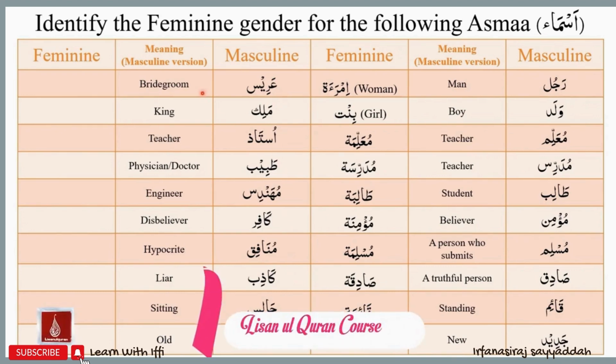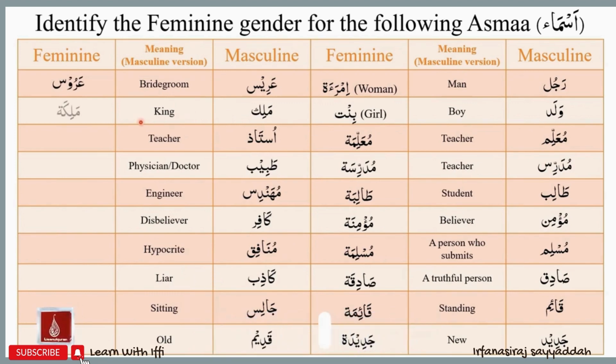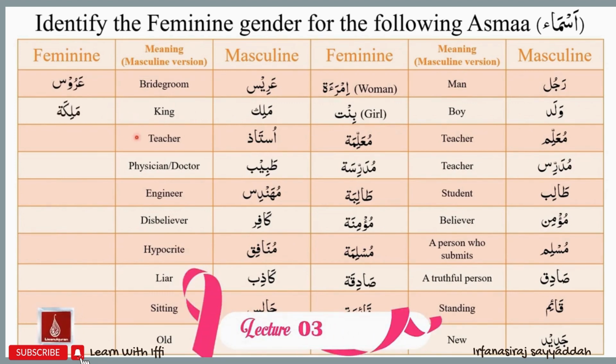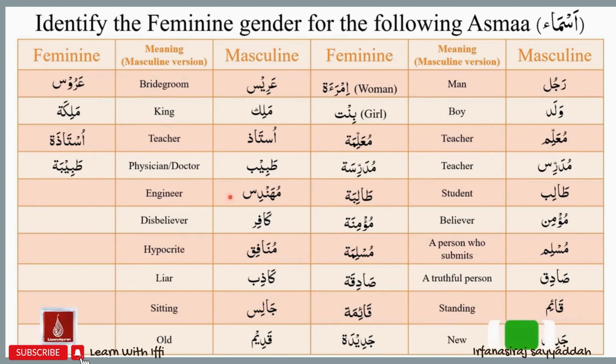Aris, which means a bridegroom, and the feminine version is Arus. Malik means king, and the term for queen is Malika. Ustaz, which means teacher, and the feminine version is Ustaza. Tabib, which means a physician or doctor, and the feminine version is Tabiba. Muhandis, which means engineer, the female version will be Muhandisa. Kafir, or disbeliever, will become Kafira.